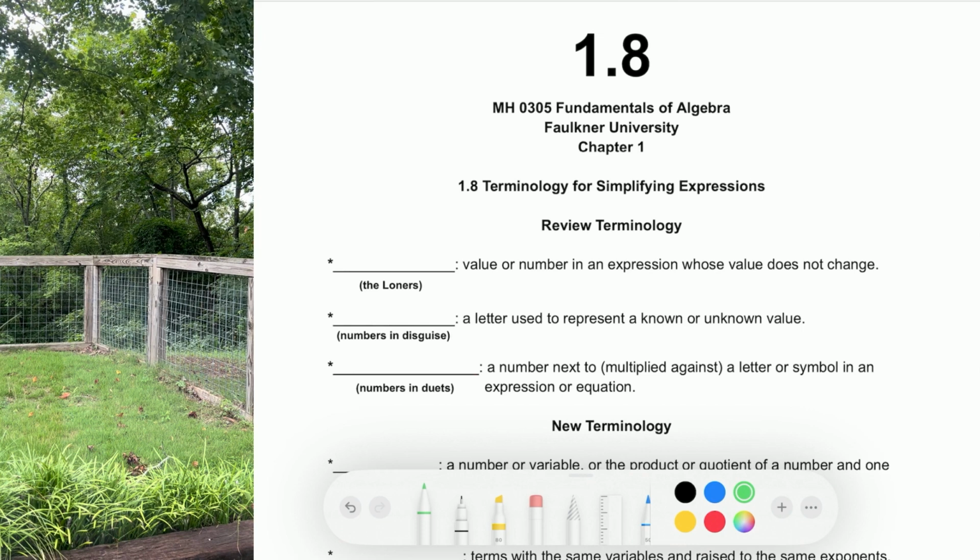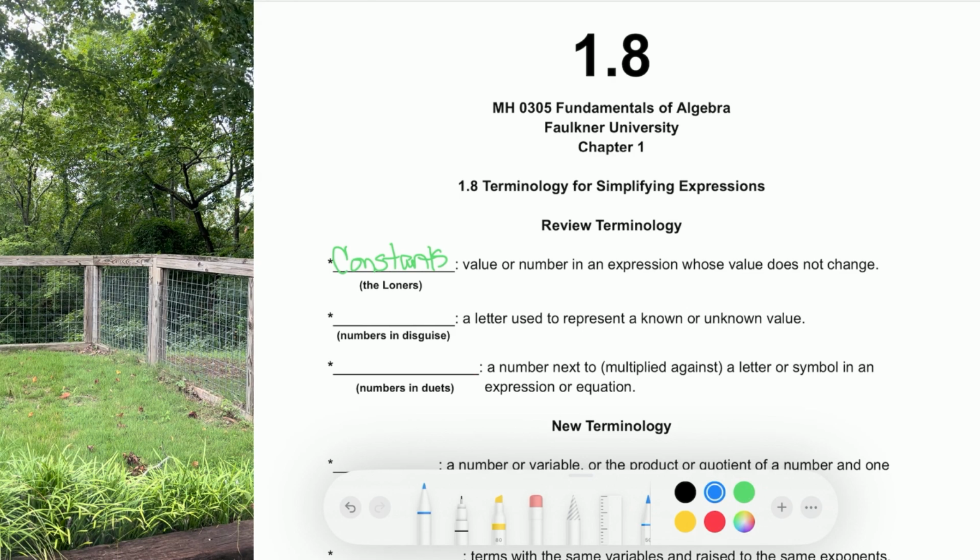Welcome back, students. We're going to look at section 1.8, terminology for simplifying expressions. Before we learn our new terminology, let's do a short little review on some terminology that we learned about in a previous video. So remember, the loners are the constants. These are the values or numbers in an expression whose value does not change. They're not grouped with anybody.